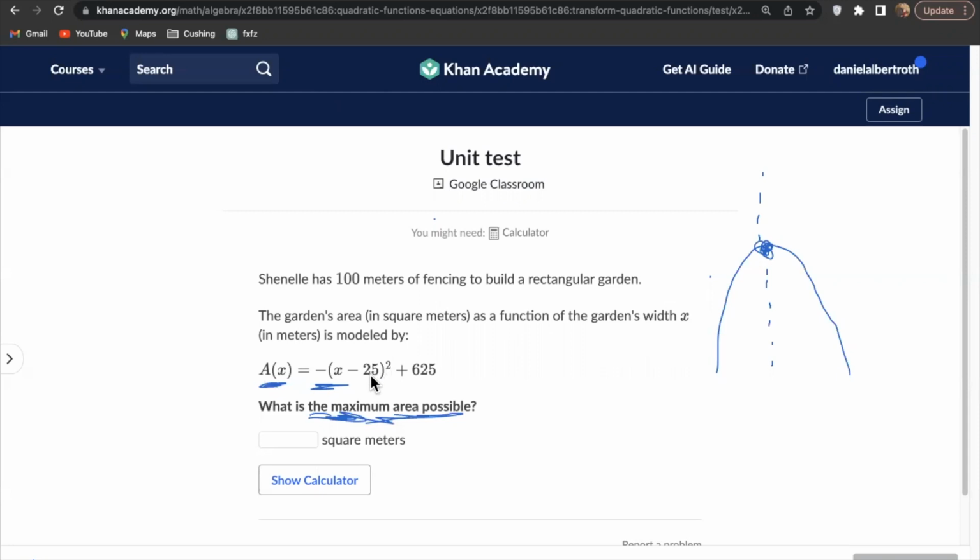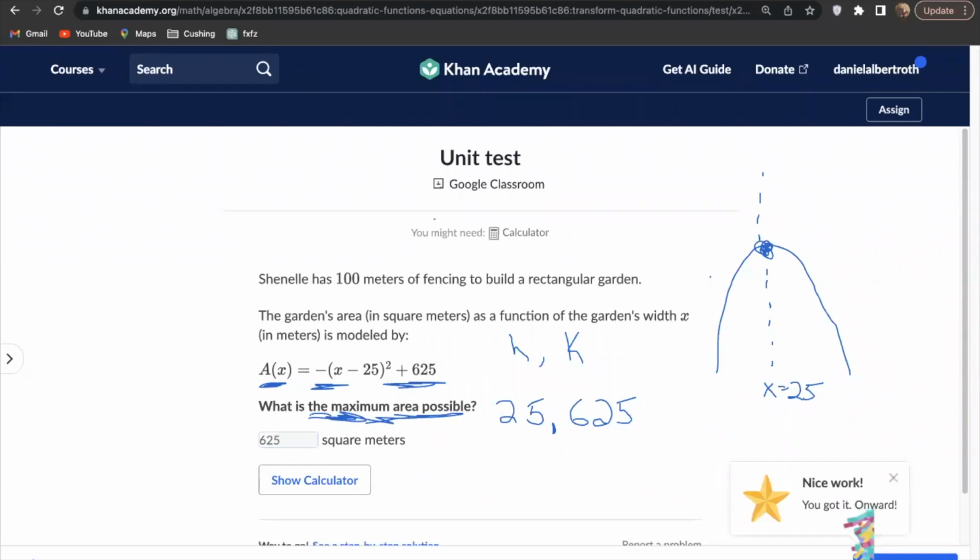We saw this earlier. The vertex is (h, k) in vertex form. The k is just the number at the end, so k is 625. And that is actually going to be our answer. 625 is the y value. The x value is 25. What that's saying is that when x is 25, when the width is 25, the area will be 625 square meters. So the maximum area possible should be 625, right at the vertex. Very nice.